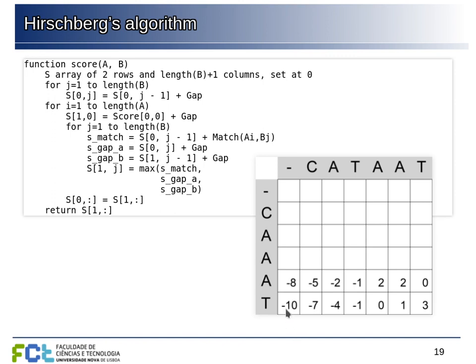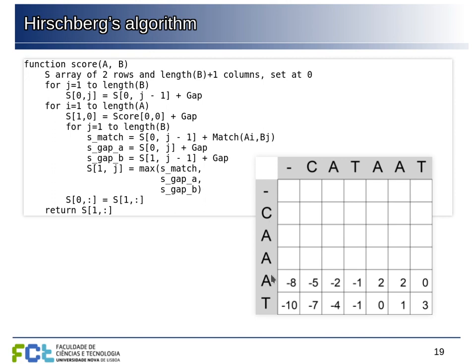At the end, we have a vector which gives us the score of aligning this sequence with gap, this sequence with gaps and C. This would give us a -7. This whole sequence with gap CA, this would be -4. So we have all the scores of the sub-alignments of this whole sequence with the prefixes, the first substrings of sequence B. So this goes all the way to the end.